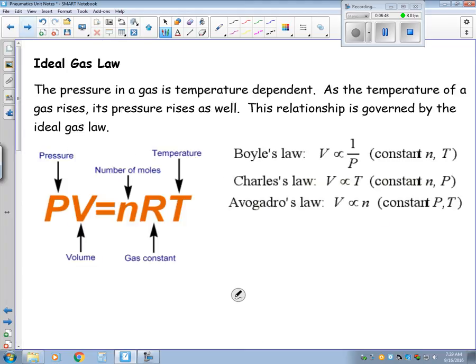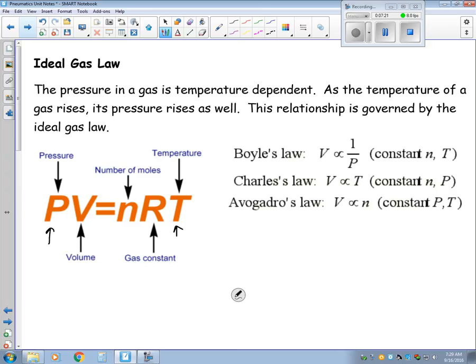Now something else with gases, while we're talking about it, we do have the ideal gas law, and this is something you'll go into more detail in chemistry. And this basically says that the pressure in a gas is temperature dependent. So as the temperature rises, the pressure rises. Now, you'll lovingly learn to call this formula PIV NERT. But notice how temperature and pressure are directly related. So as temperature rises, pressure rises.